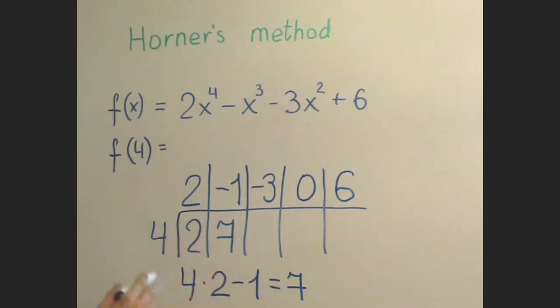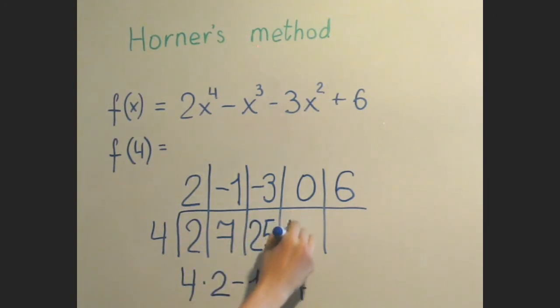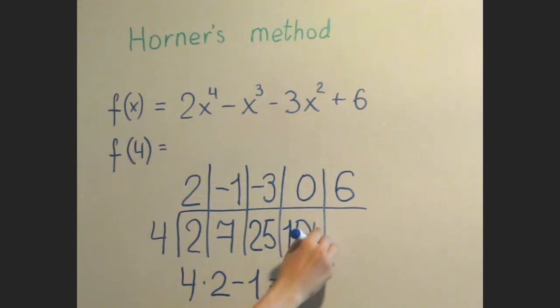Now for this cell, we multiply 4 by 7 and get 28. 28 minus 3 is simply 25. Now for this cell, 4 multiplied by 25 is 100, and 100 plus 0 is simply 100. Next for this cell, 4 times 100 is 400, and 400 plus 6 is 406.